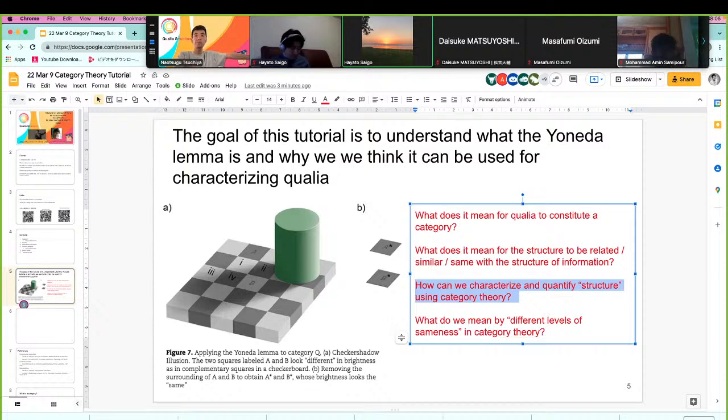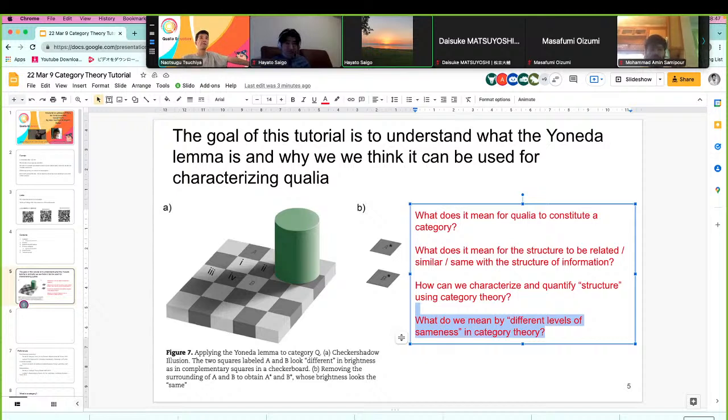That's the question. And then also, it's running in parallel, but it's also quite important for us to introduce this idea of the different levels of sameness. This is probably not really available in other kinds of theory, even philosophy or other fields. Category theory offers many different ways to define sameness in a precise manner, coherently. And that's a very useful thing to understand.